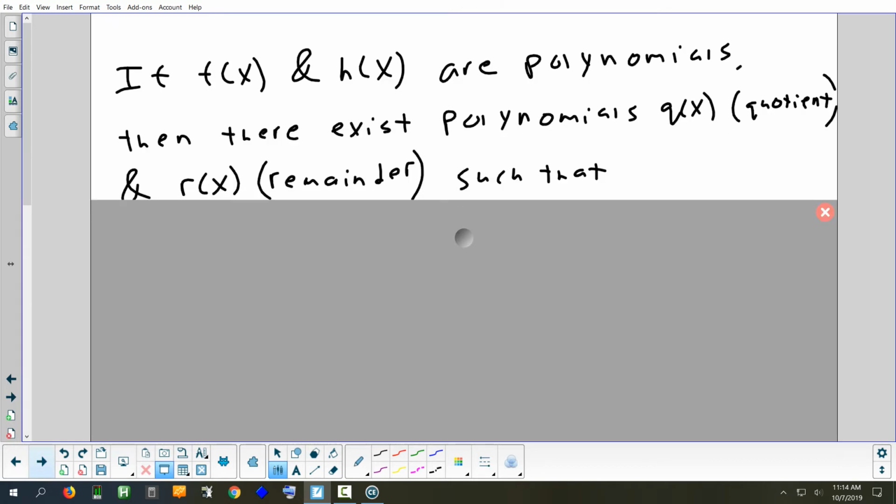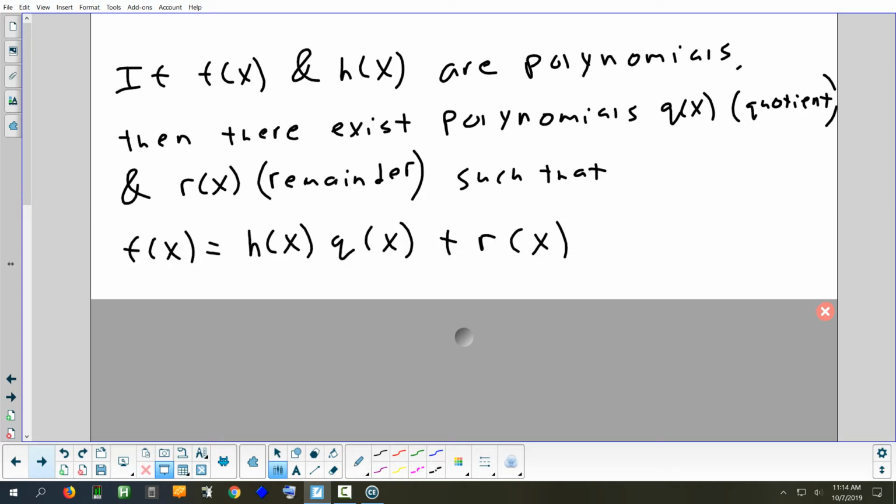Okay, so I'm going to do this with some numbers first, and then I think it'll make sense when I do it as a polynomial. All right. So that's a formula that's always true. Right.